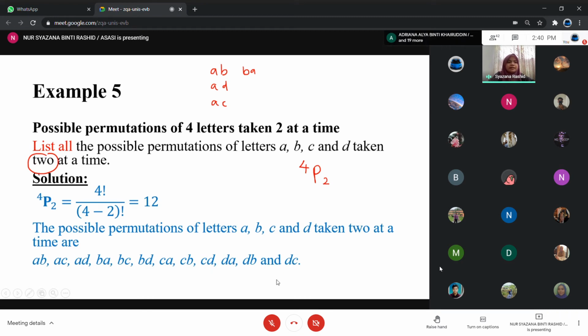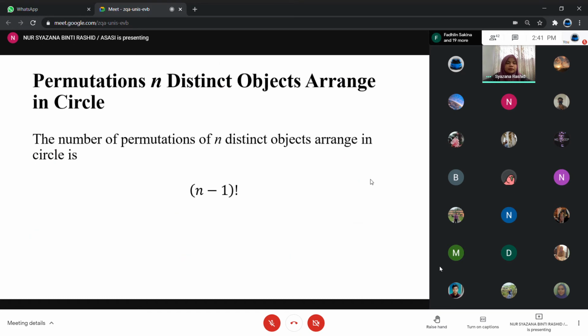So jawapan yang kita nak tengok untuk soalan ni adalah yang ini. Bukan 12. 12 ni hanya sebagai panduan kepada kita nak berapa kita nak listkan. Okay. List all the possible permutations 2 at a time from 4 objects. 4 different objects. Okay, nombor 1, nombor 2 dah settle. Okay, yang ketiga. I kata dia lupa kan?